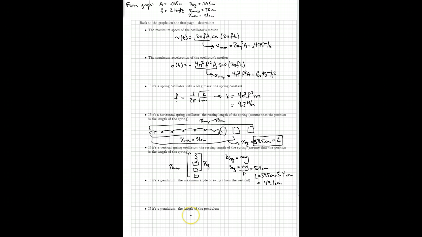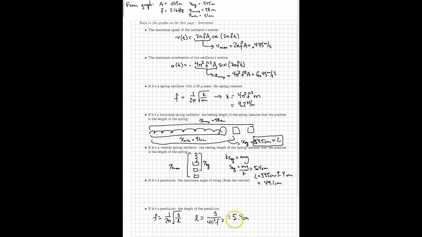And now for the pendulum, the length and the maximum angle of swing, I'm going to do the length first. So for a pendulum, the frequency is 1 over 2 pi root g over L. So I can solve for the length from that, just like I did in the previous equation. And I'm going to get g over 4 pi squared f squared. And if I plug in the numbers there, I get 5.4 centimeters again. That's pretty much a coincidence up there. Yeah, these two values are the same.